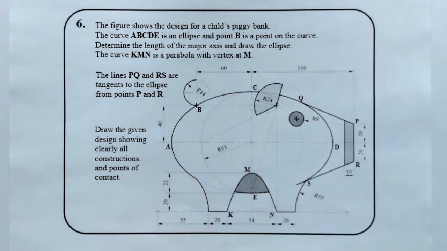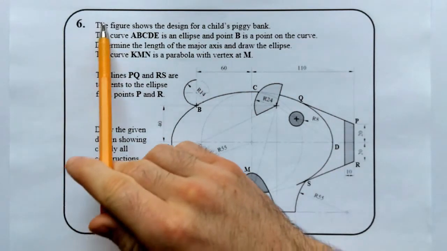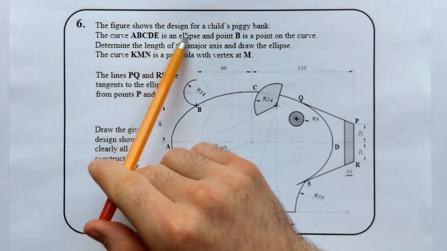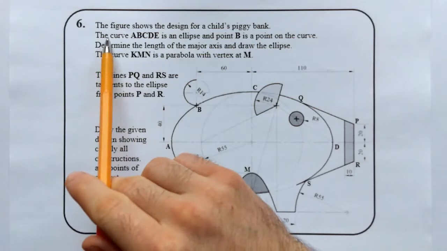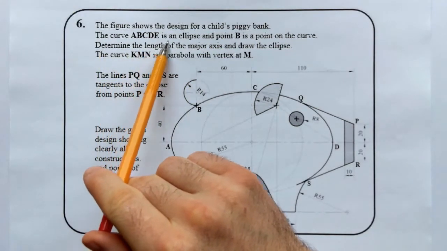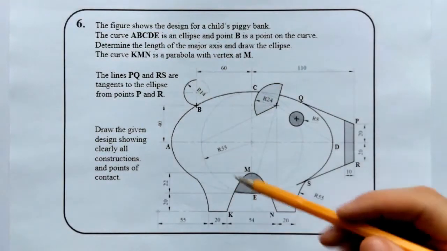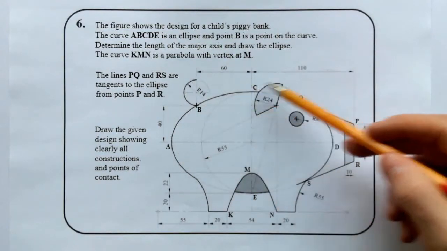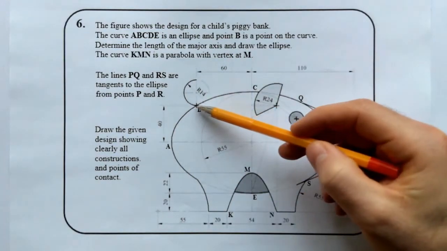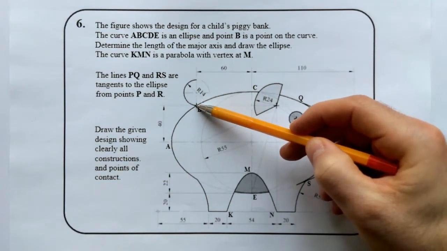especially on the ellipse parabola question, is always read the information that they give to you at the very start before you even start to look at this image in detail. So what it actually says is, the figure shows the design for a child's piggy bank. The curve ABCDE is an ellipse and point B is a point on the curve. Okay, so we've got the curve A, B, C, D and E, and they're saying point B is a point that is given to us on the curve.